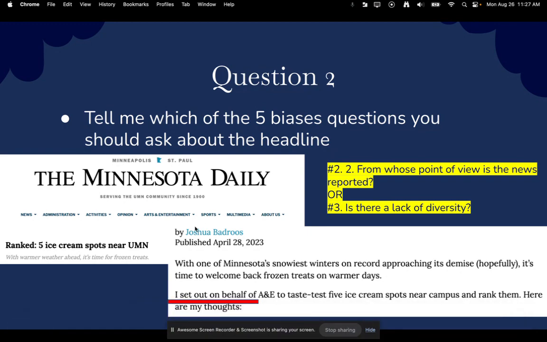It's about a guy who's going to go and taste ice cream. And he said, I sat out on behalf. So it's only one guy tasting the ice cream. So it's just his opinion. It's not like there's a diverse array of people whose opinion this is.